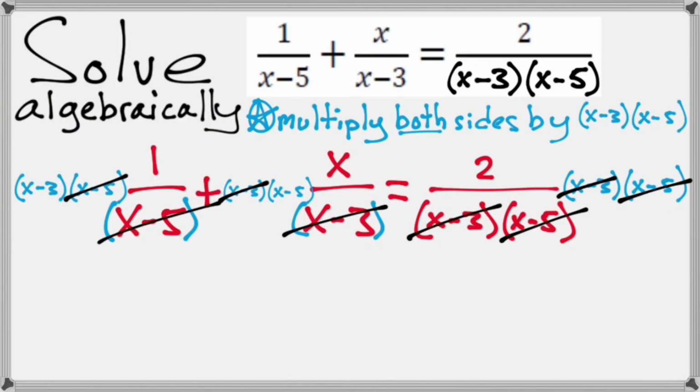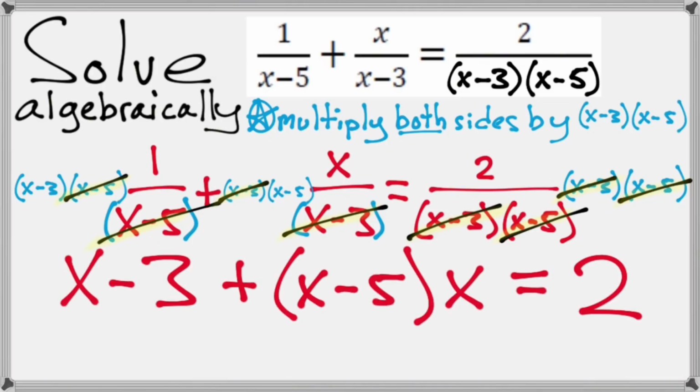We have an x minus 5 in the denominator, and that will cancel with that x minus 5, and x minus 3 will cancel with that x minus 3, and then the entire denominator underneath the 2 is going to cancel out entirely, leaving you with the following.